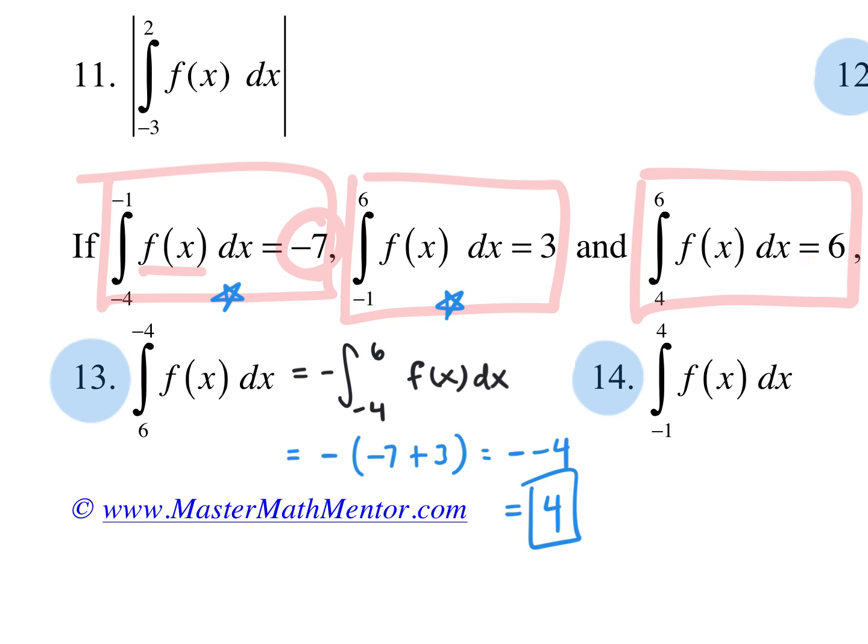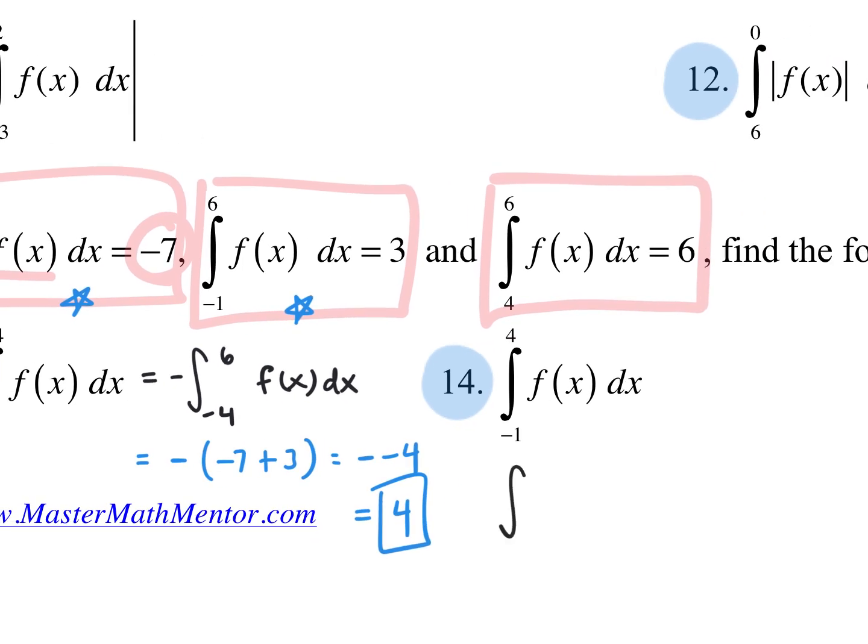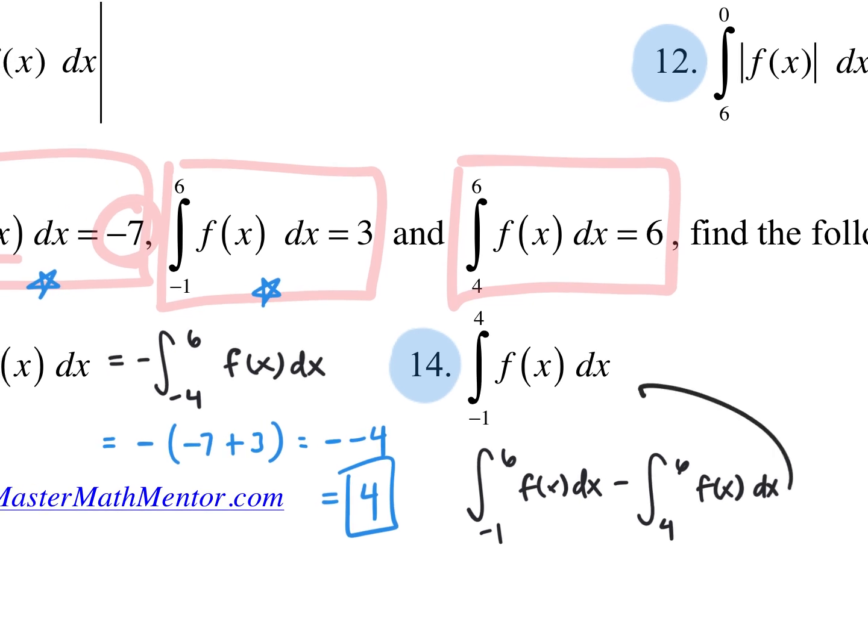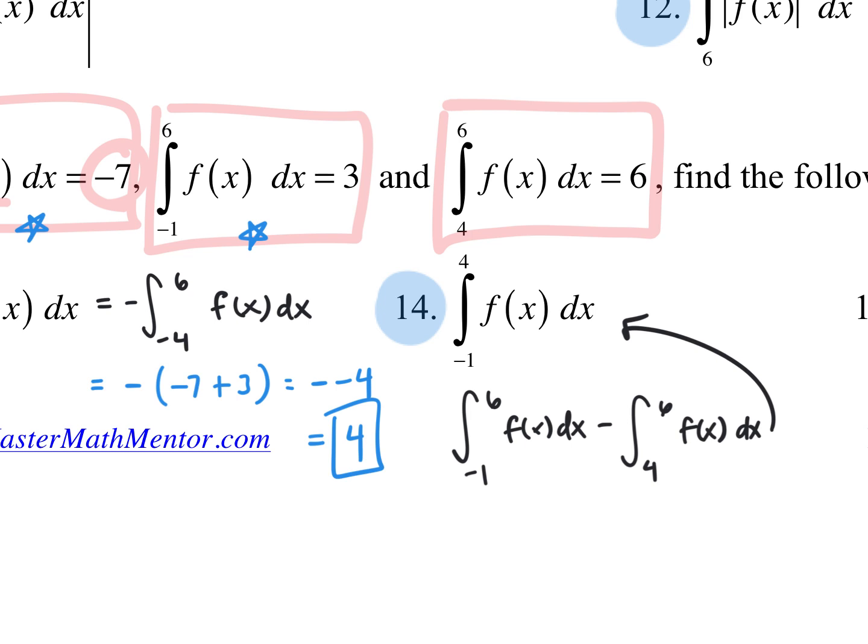So I could think about taking this whole value and subtracting this value to give me just from -1 to +4. So that's the same thing here. We could rewrite this kind of as, so from -1 to +6 of f of x, if I subtract from 4 to 6 of f of x, that's going to give me -1 to +4. So I can just plug in those values of 3 minus 6 and evaluate that to give me -3.